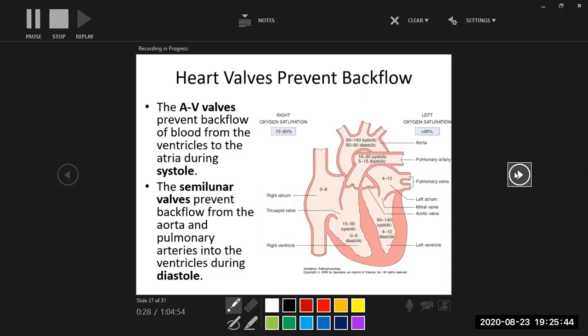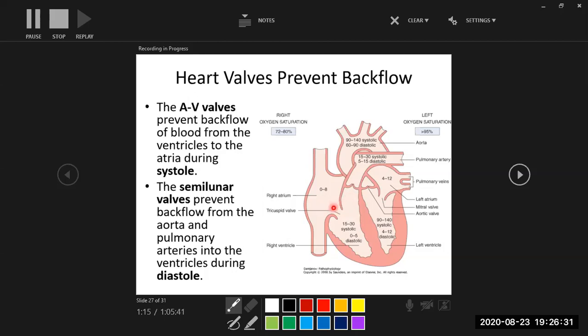Another thing here is I want to get your attention on the valves. Here we have 4 valves. One is the AV valve, and 1, 2 are AV valves. We have 2 AV valves, atrioventricular valves. We also have the semilunar valves. Those are the valves from the ventricle to the pulmonary artery or the ventricle to the aorta. So we have the 4 valves.